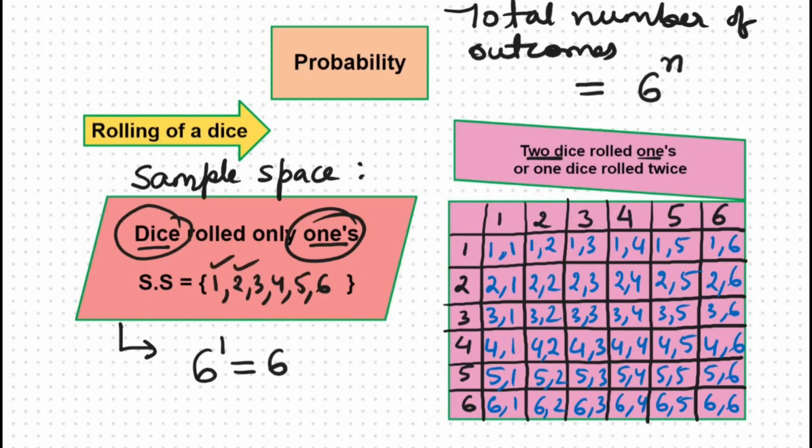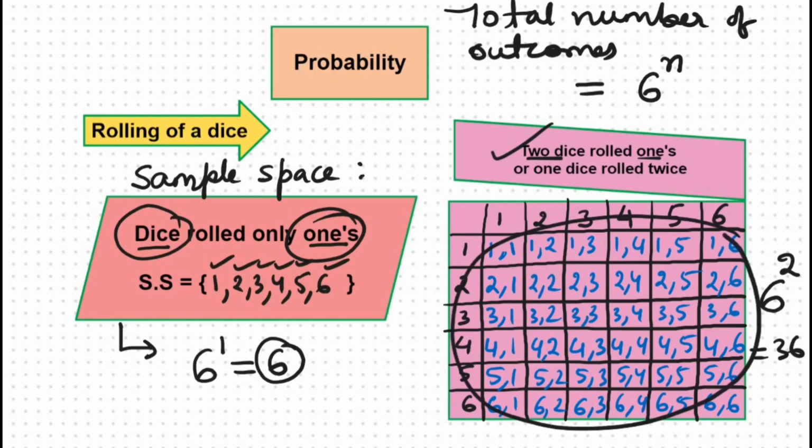So total number of outcomes is also 6. The total number of outcomes is going to be the denominator part of the probability that we are going to find as the video proceeds. In the second case, when 2 dice are rolled once, it is the same as a single die rolled twice. So the total number of outcomes is: the single die has 6 faces and this is rolled twice. So 6 squared is 36, and here we have 36 outcomes in all.